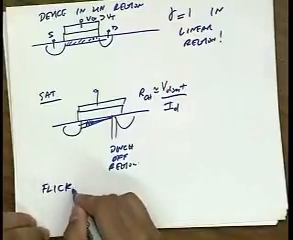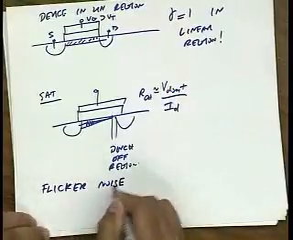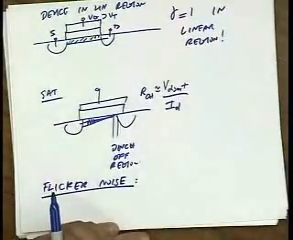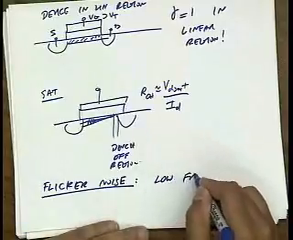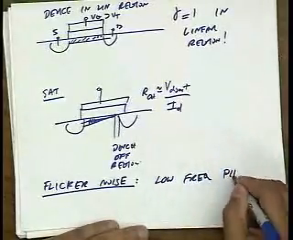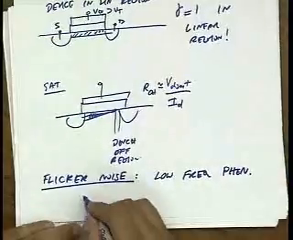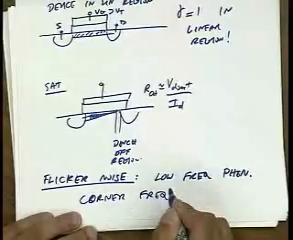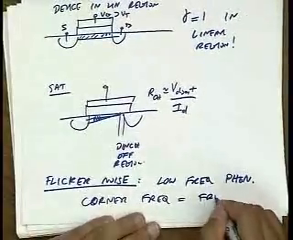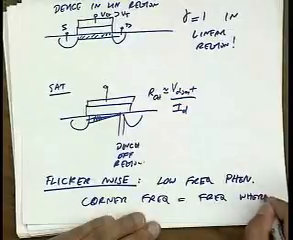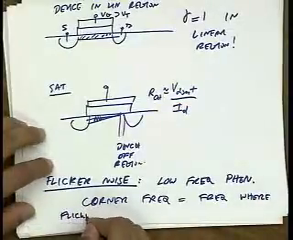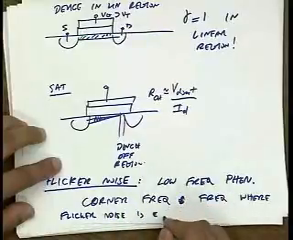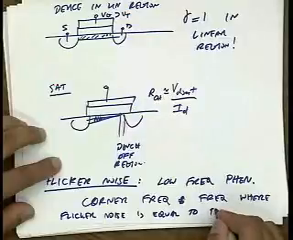For now, I'm not going to say too much about the flicker noise because initially flicker noise won't matter. Later on, it'll come back to haunt us. But for now, flicker noise is a low frequency phenomenon. We usually characterize this with a corner frequency. So the corner frequency is the frequency where the flicker noise is equal to thermal noise.